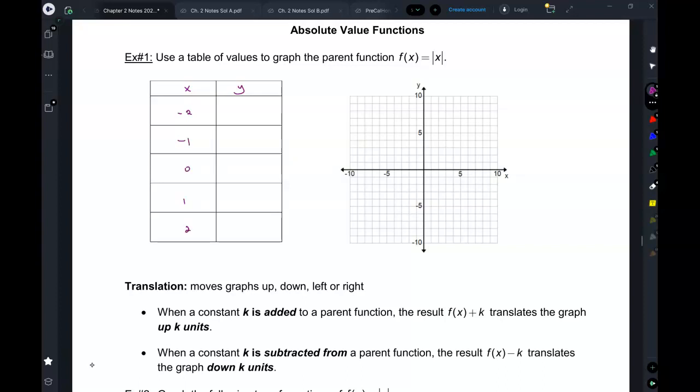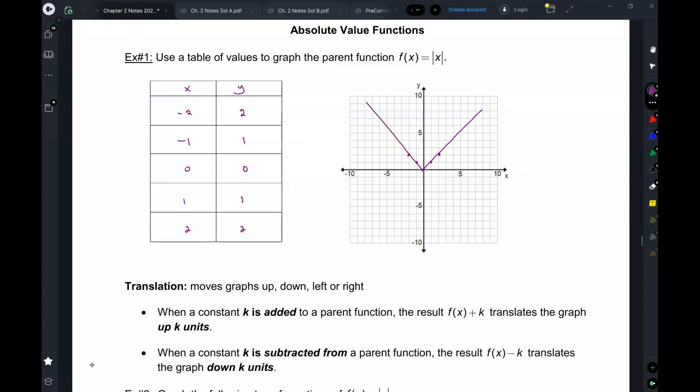So if I put -2 into the function, what do I get? 2. And -1 gives me 1. 0, 1, 2. So now at x equals -2, I have 2. -1, I have 1. 0, 1, 2. Then I take a ruler and I draw lines through these. Okay?